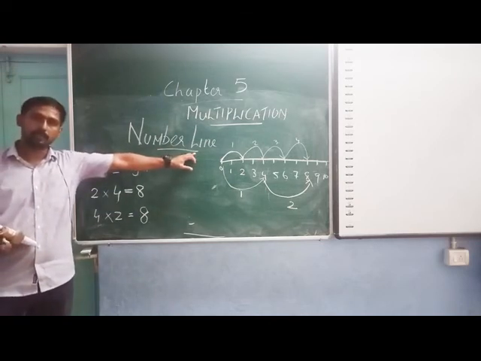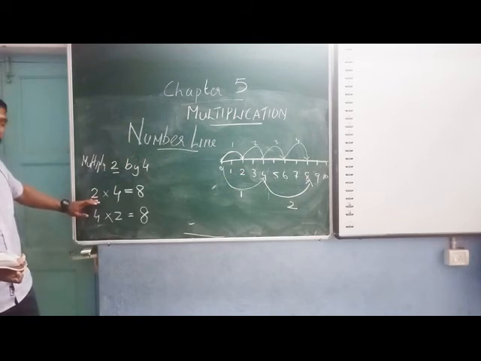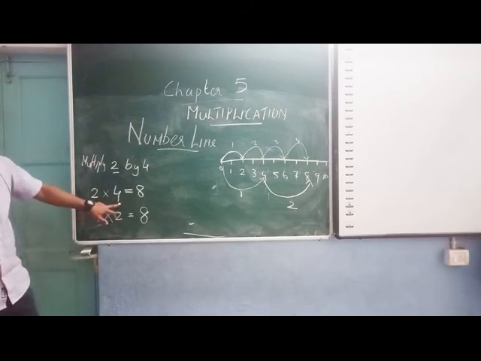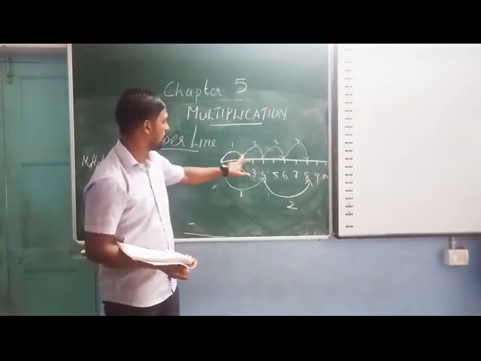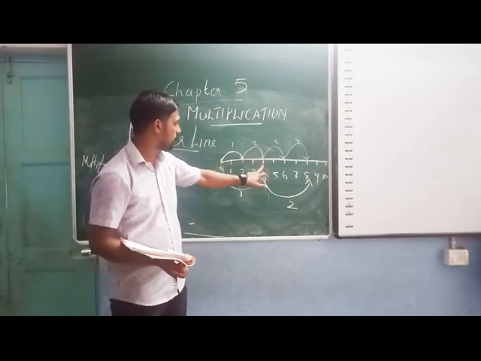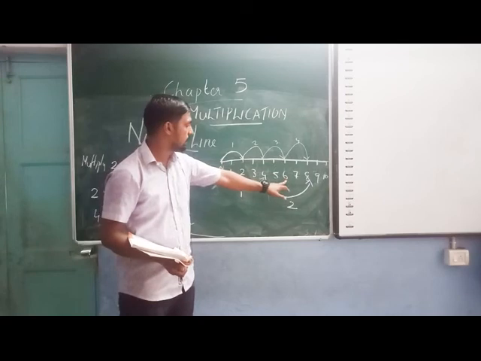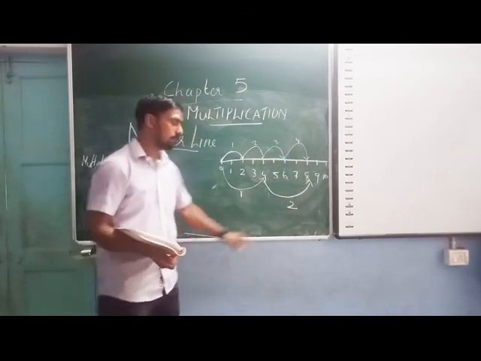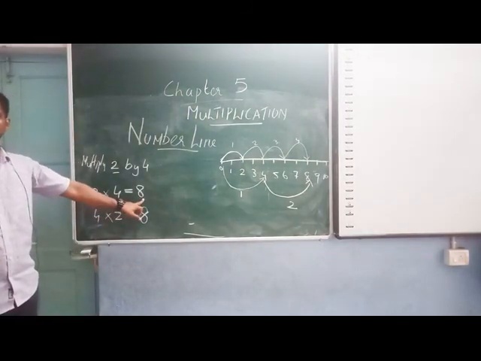That was the method we were trying to learn. So how did we do it? How many numbers do we jump? 2 numbers. And how many times? 4 times. You see? We jump 2 numbers one time, again 2 numbers and reach 4. The third time we reach 6, and the fourth time we reach 8. So 2 into 4 is equal to 8.